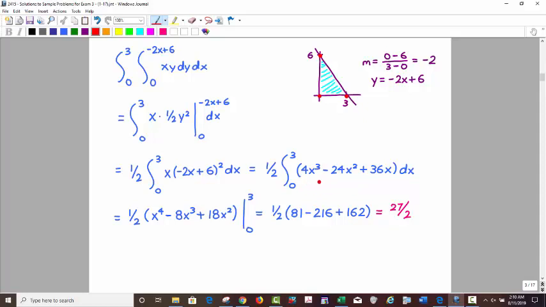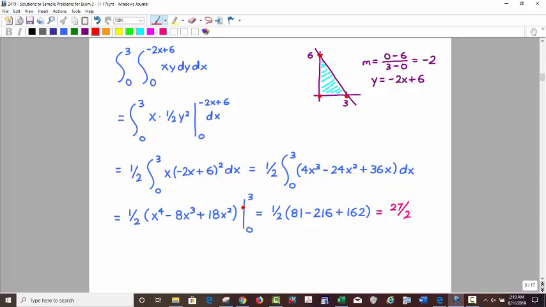All right, you got a straightforward antiderivative here. 4x cubed will be x to the 4th. Negative 24x squared, that'll be x cubed over 3. So 24 divided by 3 is 8. And then 36x squared over 2 makes that 18x squared.